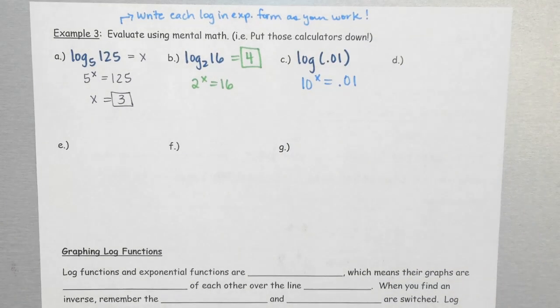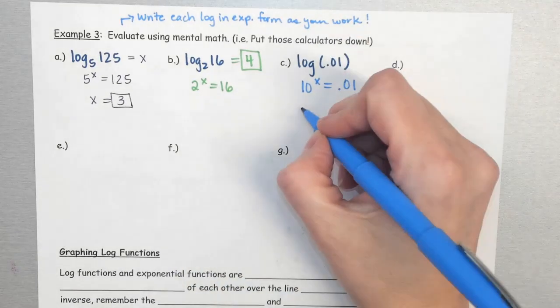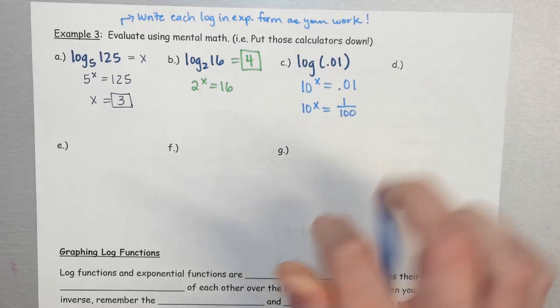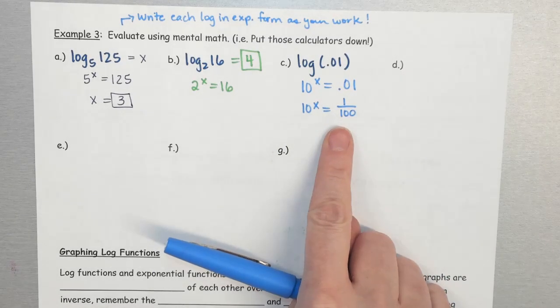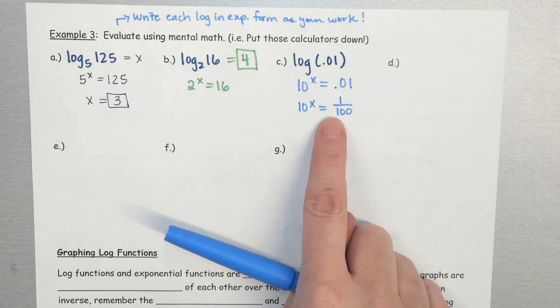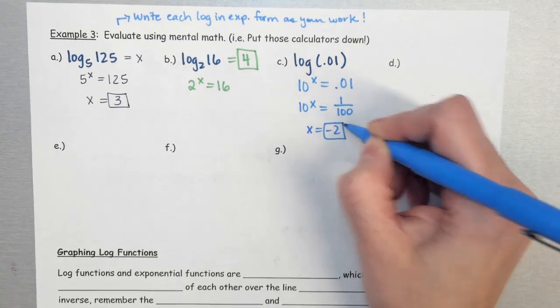Now there's two ways that you can think about this. Because we're using mental math, not a calculator, I like to rewrite it as a fraction because the 1 is in what place? The hundredth. So this is the same thing as 1 over 100. And this is something that we've been working on, right? So 10 to what power would be 1 over 100? -2. So then I would know my answer for this is -2.